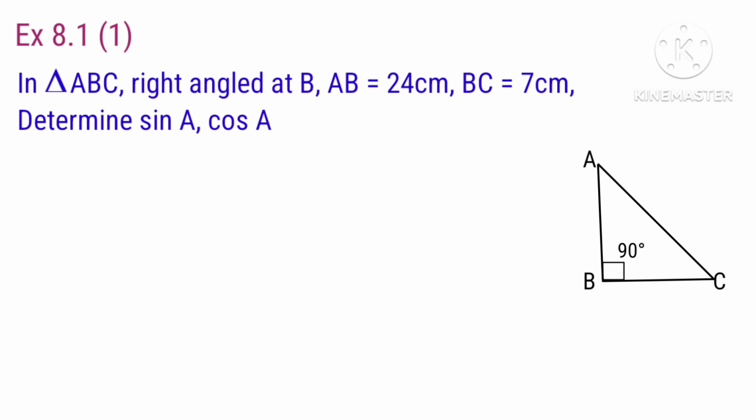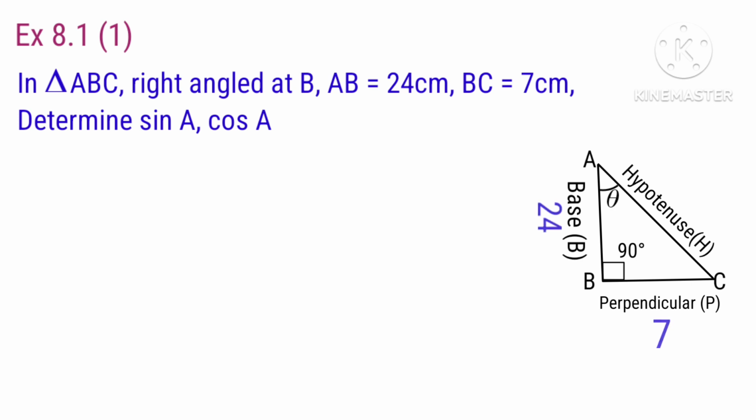And they have given determine sin A and cos A. So in the sin theta cos theta place, we have A. So A is what we have to consider as theta. So opposite to 90 degrees is hypotenuse, opposite to theta is perpendicular, and theta and 90 degree will fall on the same straight line, that is base. And in the question they have given AB is 24 centimeter, so base is 24 centimeter, and BC is 7 centimeter, so perpendicular is 7 centimeter.